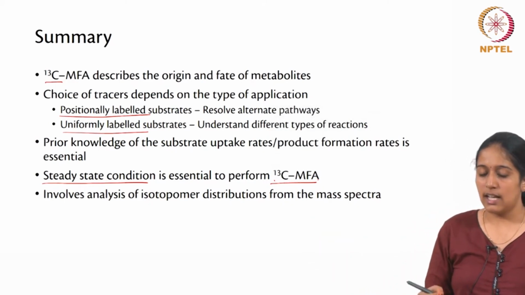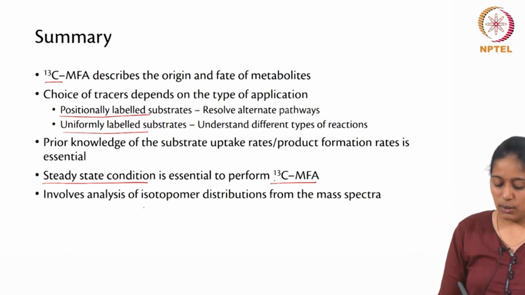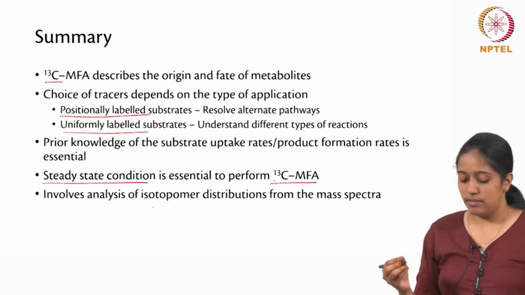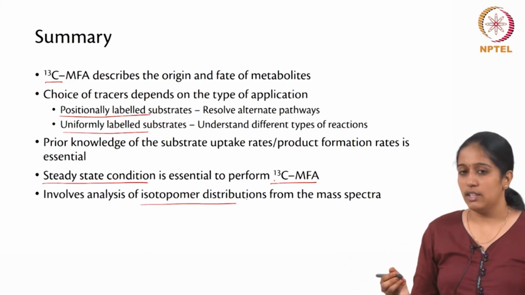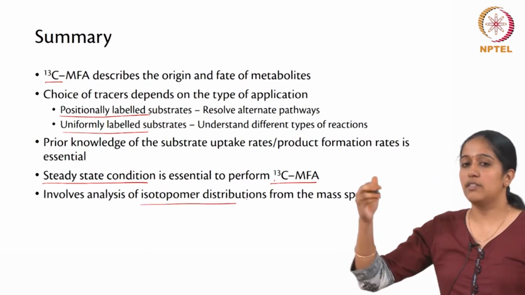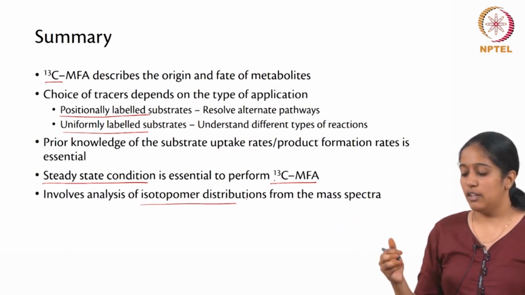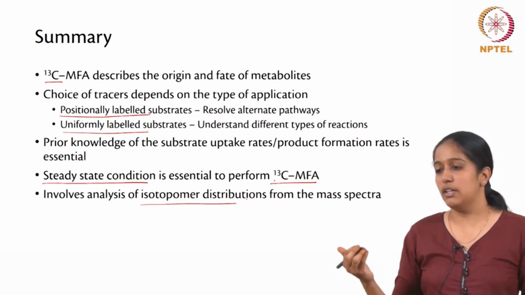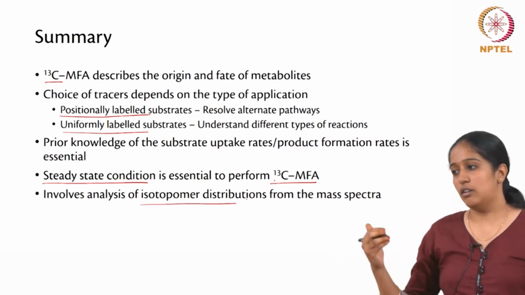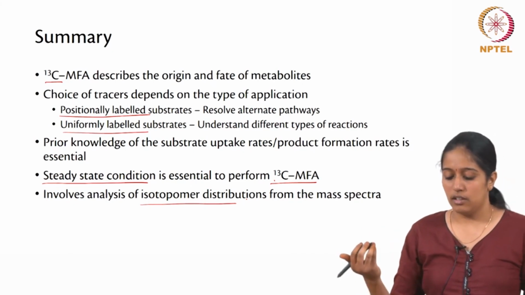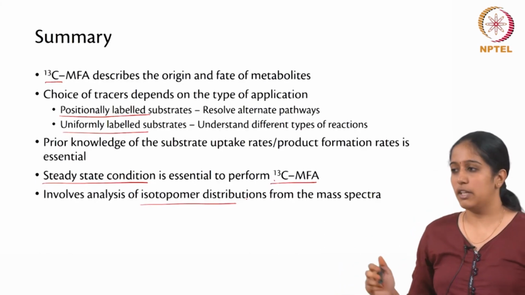And to basically do a C13 MFA, you try to identify different isotopomer distributions, which I was saying, from the mass spectra, and backtrace it to different flux ratios, and also generate the flux map. And using this flux map, you can try to see if you want to overexpress a particular metabolite or downregulate a particular gene and so on. So, with this I end my lecture.